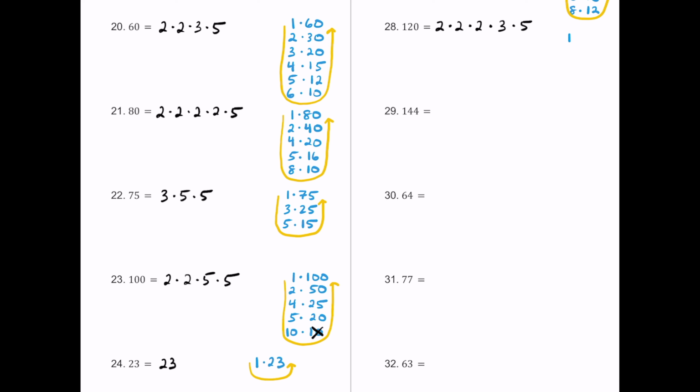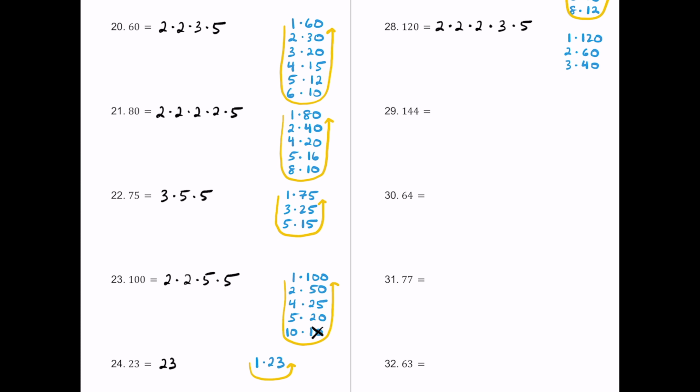We'll start off with our usual 1 and 120. There is a 2 here. 2 and 2 make 4, times 3 is 12, times 5 is 60. So we're going to have 2 times 60. There is a 3 here, so that means we can combine these to make 10, times 2 is 20, times 2 is 40. So 3 times 40 also equals 120.